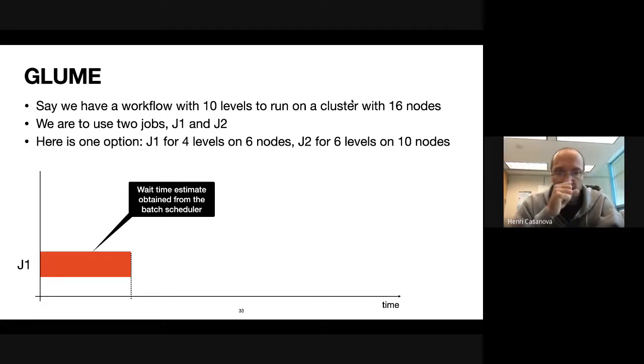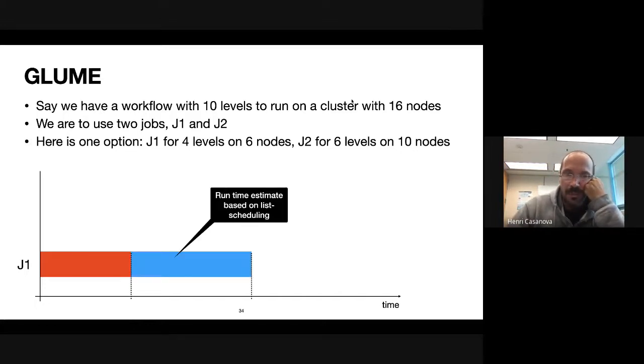And so what I would do, I would submit J1, and for that I can obtain a wait time estimate from the batch scheduler, which is the red shown here. And time, of course, goes from left to right again. And then I can say, well, those 4 levels on 6 nodes, how long do they run for? Assuming some list scheduling algorithm on the tasks and the nodes, I come up with some duration. Right? So that's what I expect the execution of the first job to be.